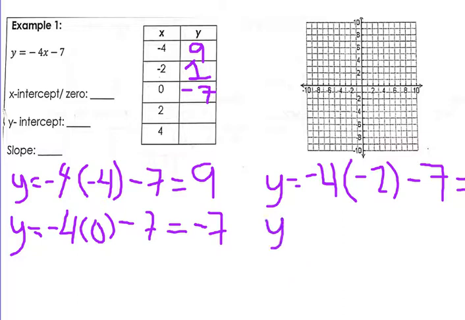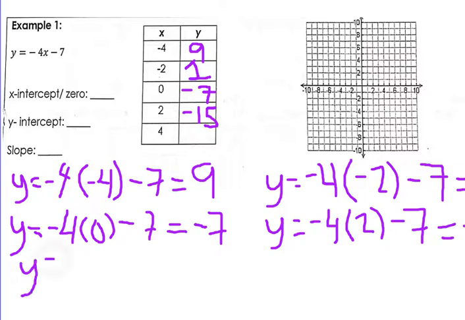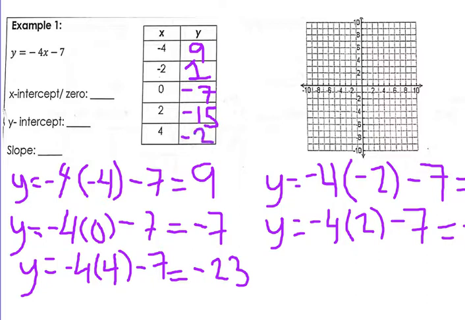Now when x is 2, I'm going to plug 2 into my equation. So I have negative 4 times 2 minus 7. Negative 4 times 2 is negative 8. Negative 8 minus 7 is negative 15. So when x is 2, y is negative 15. And then my last point, y equals negative 4 times 4 minus 7. Negative 4 times 4 is negative 16 minus 7, which should be negative 23.